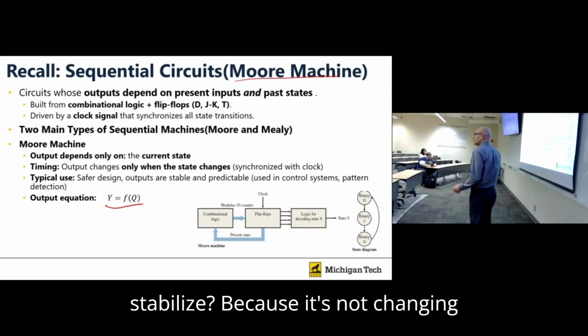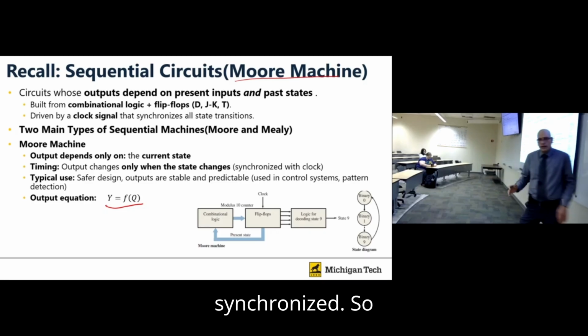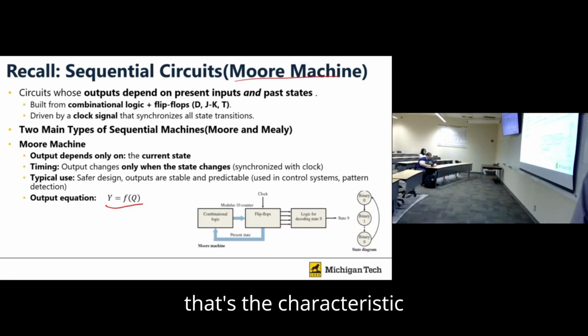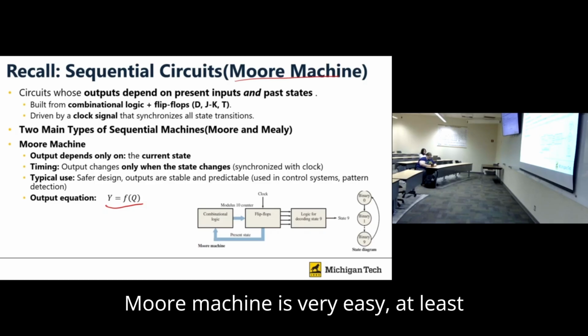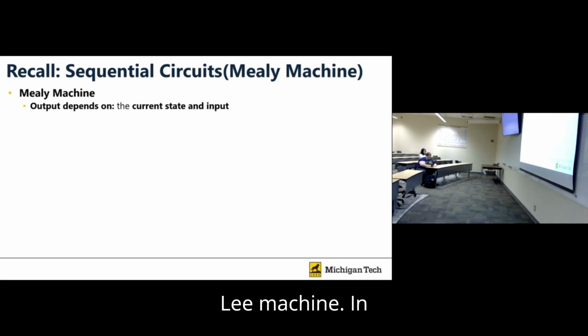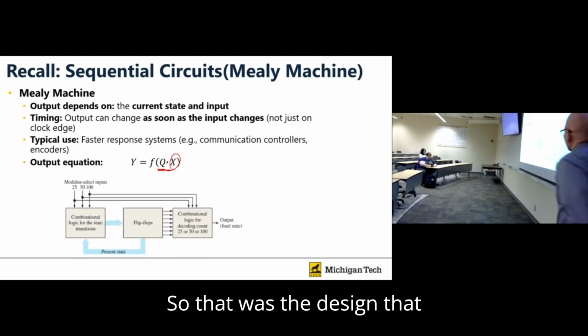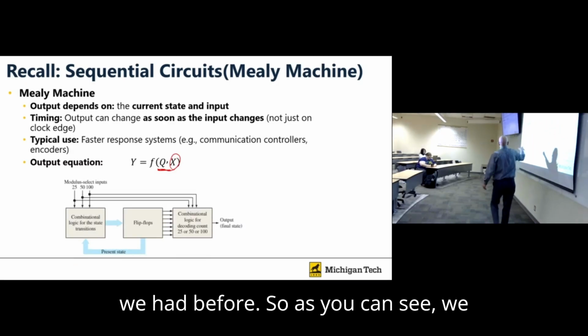Why stabilized? Because it's not changing between. The clock makes it synchronized. So that's a characteristic of Moore machine. But Moore machine is very easy, at least easier than the Mealy machine. In Mealy, the output depends on not just memory, but from the input too. So that was the design that we had before.